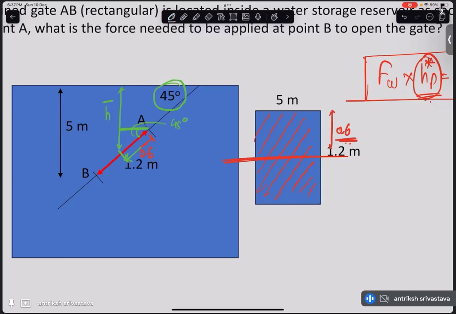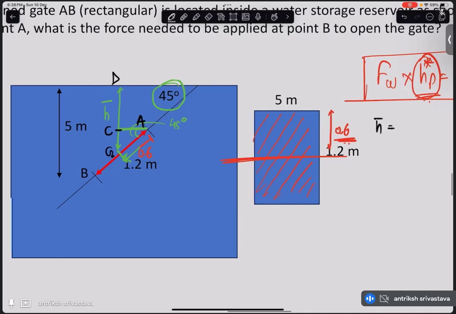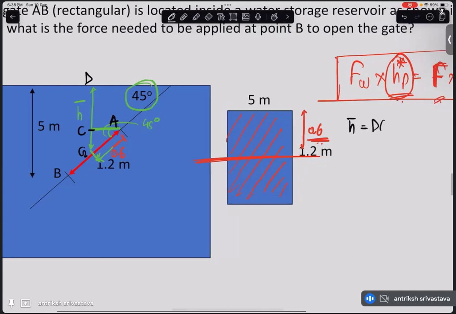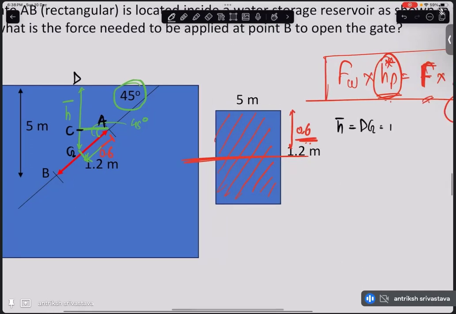So let's say this is given to us as A. Let's call this CG, so let's call this G. Let's call this C. Let's call this D. So h bar, or HG, the height of the center of gravity, is DG, and it is nothing but DC plus CG. Can we get CG?